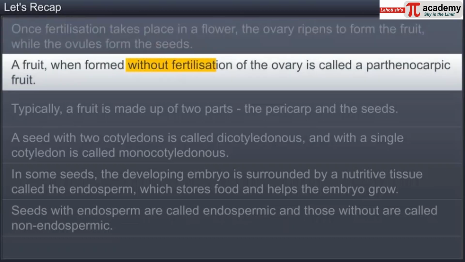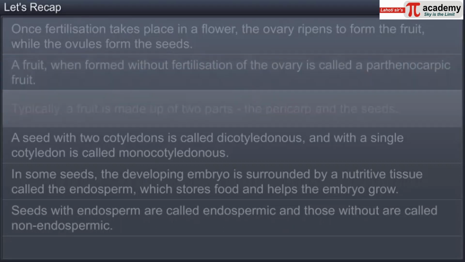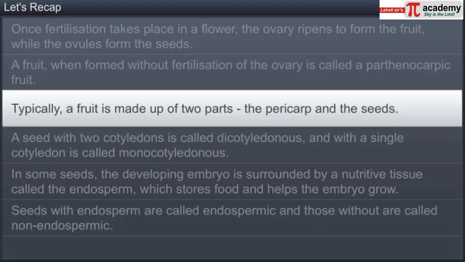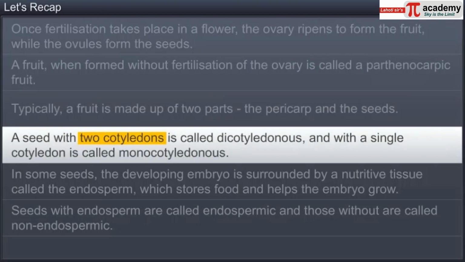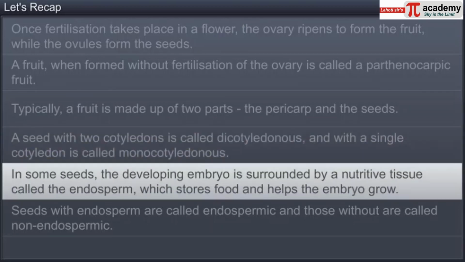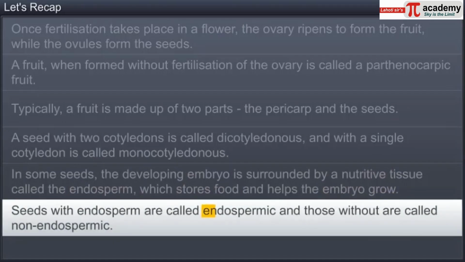A fruit, when formed without fertilization of the ovary, is called a parthenocarpic fruit. Typically, a fruit is made up of two parts, the pericarp and the seeds. A seed with two cotyledons is called dicotyledonous, and with a single cotyledon is called monocotyledonous. In some seeds, the developing embryo is surrounded by a nutritive tissue called the endosperm, which stores food and helps the embryo grow. Seeds with endosperm are called endospermic, and those without are called non-endospermic.